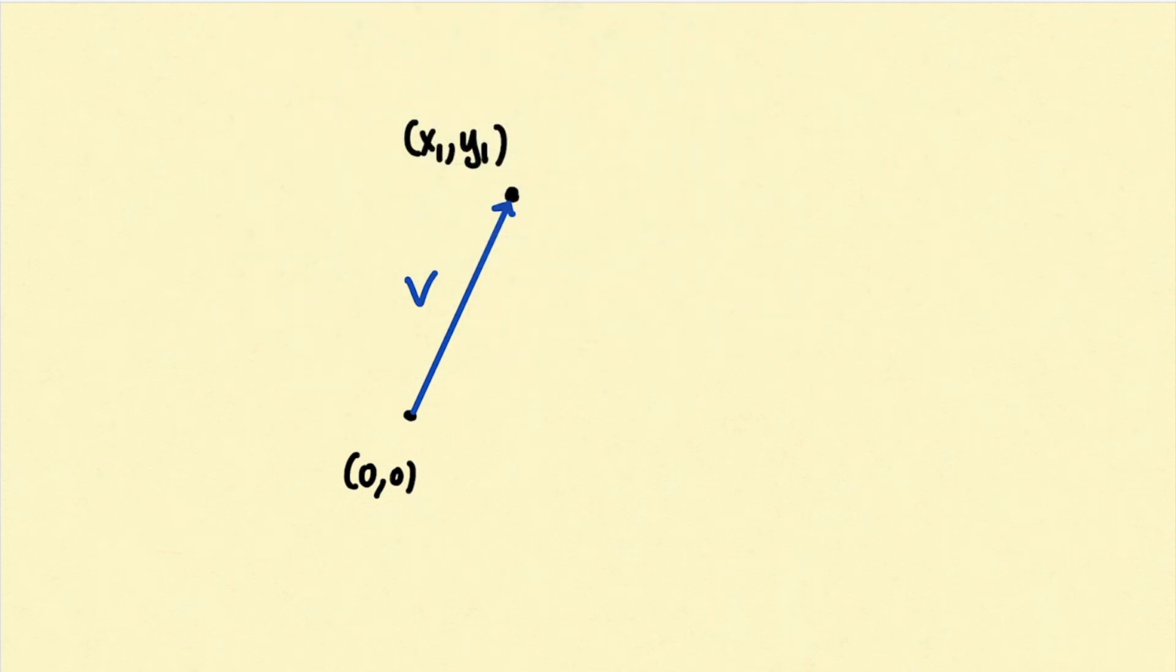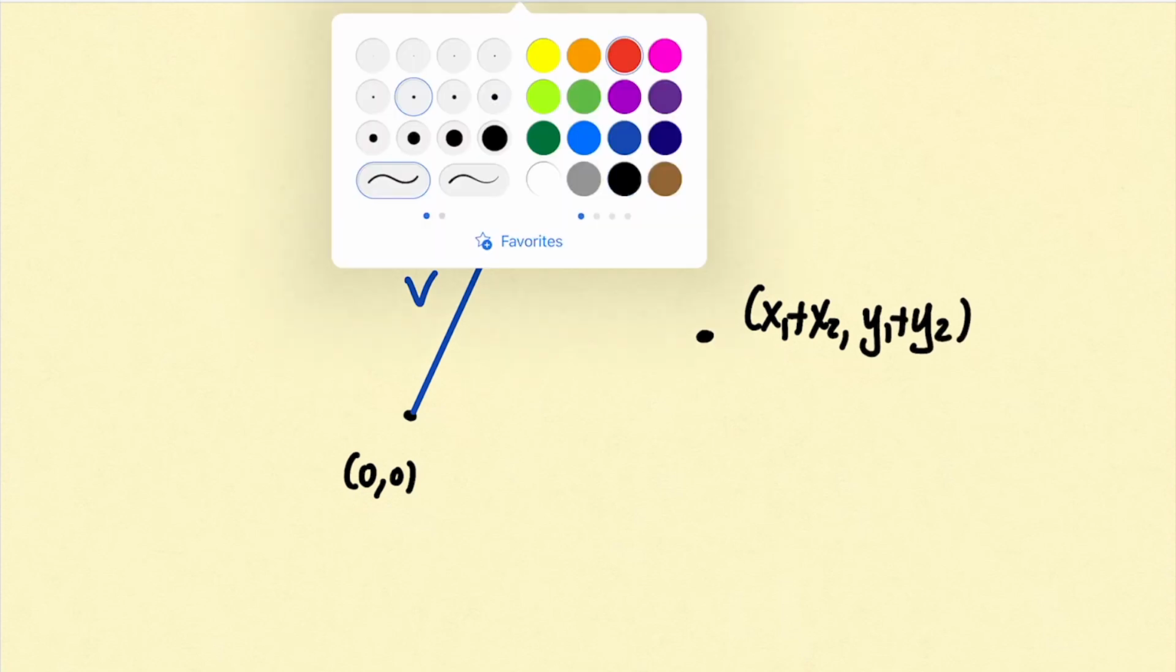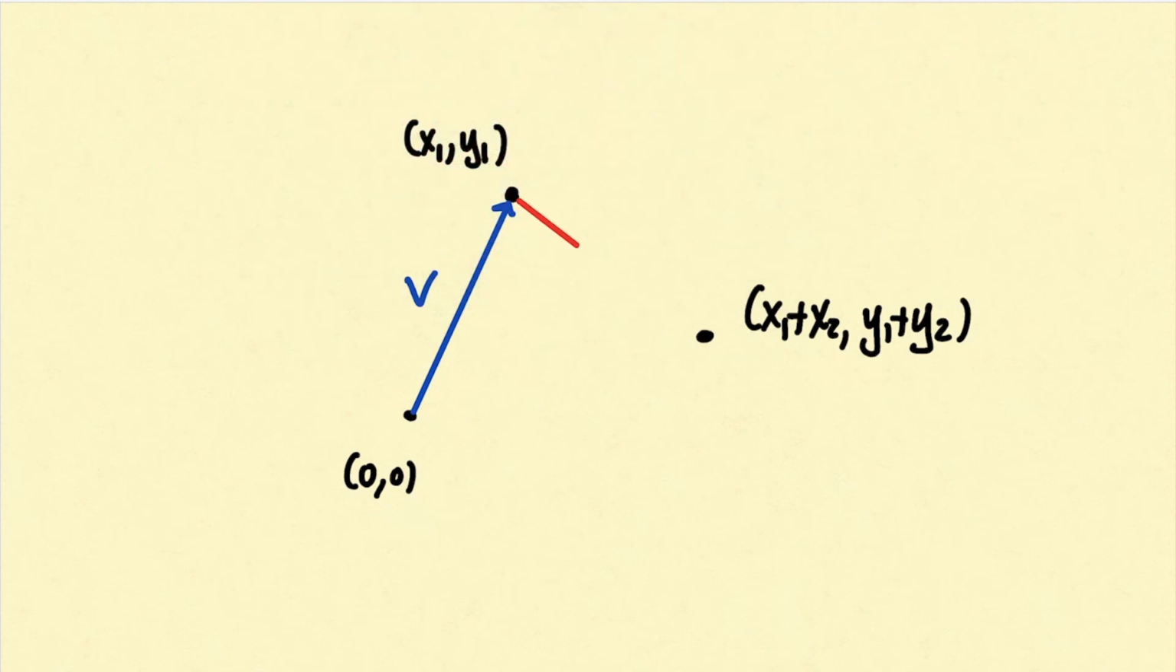Then the vector w instructs us to move x2 steps horizontally, then y2 steps vertically. So we get an arrow w that points from our previous position, (x1, y1), to our new position, (x1 plus x2, y1 plus y2). And we can think of the vector v plus w as the arrow that points from the origin directly to our final position at the tip of w.